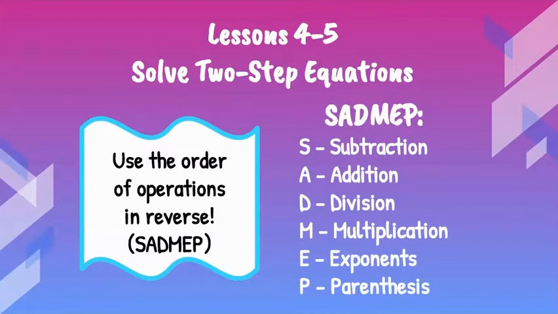The next lessons that I'm going to review are lessons 4 and 5, solve two-step equations. For these lessons, we used the order of operations in reverse. This is also known as SADMEP. The S stands for subtraction, A addition, D division, M multiplication, E exponents, P parentheses. So this is the order that we're going to solve the problems, starting with S subtraction and working our way through the word SADMEP.